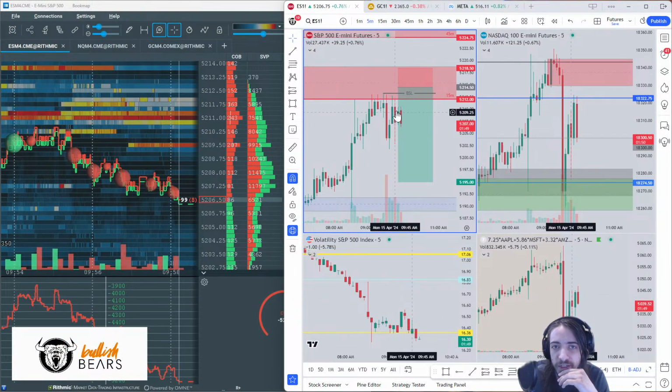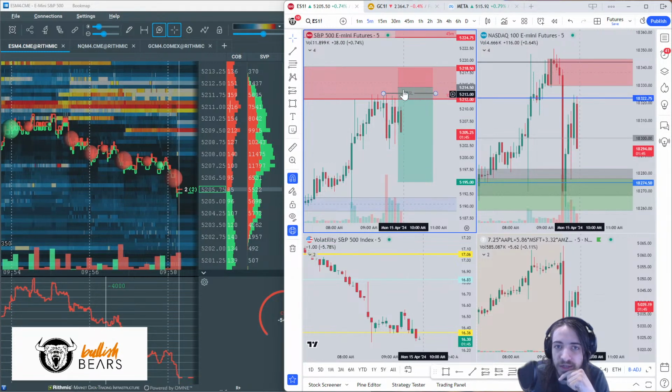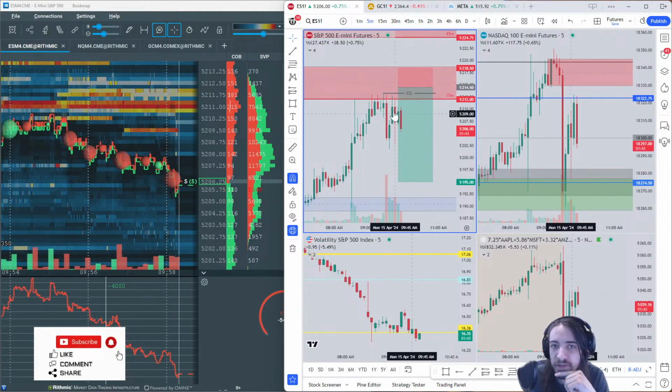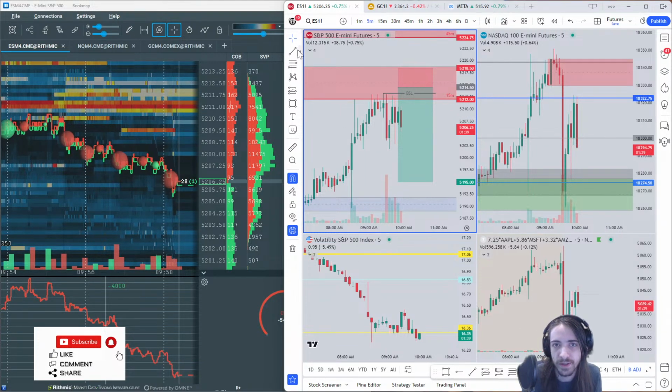No trades yet. We're rejecting this key level on the NASDAQ that we had. So we're sort of just ranging now, right? So when we're ranging like this, we're not really looking to chase it to the lows. We're not looking to chase it to the highs. We're being patient. We're going to see how we react once we break those highs and lows.